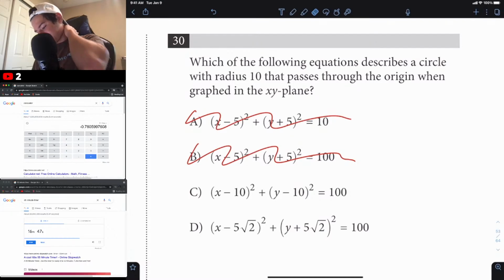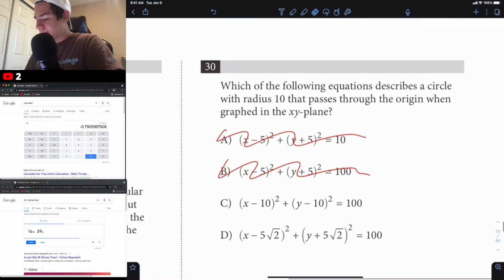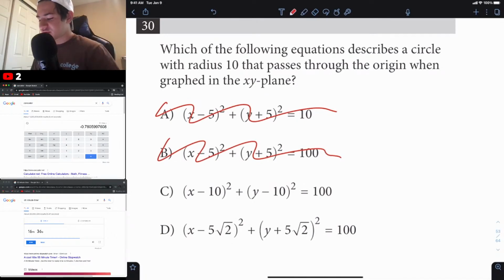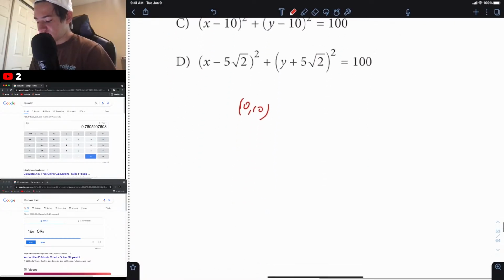Huh. Man, they're really throwing some tough ones at us. Let me think here. Which of the following equations describes a circle with radius 10 that passes through the origin when graphed in the xy plane? Okay. So it passes through the origin. Are they saying the radius passes through the origin? Like, I just don't get it. If so, it would be C, right, because there's a point 10, 10, which is the center.